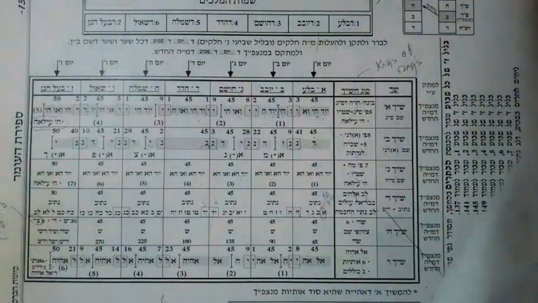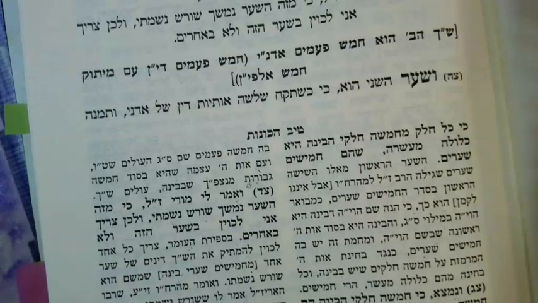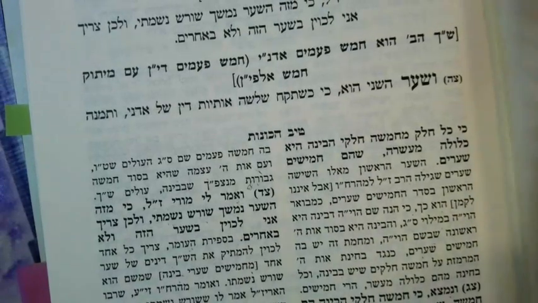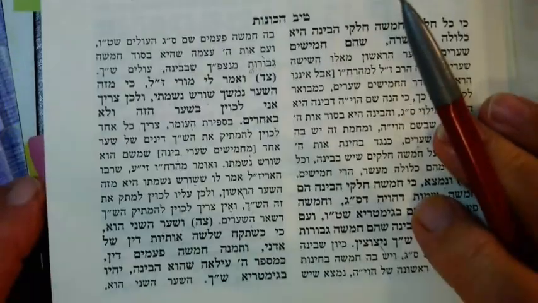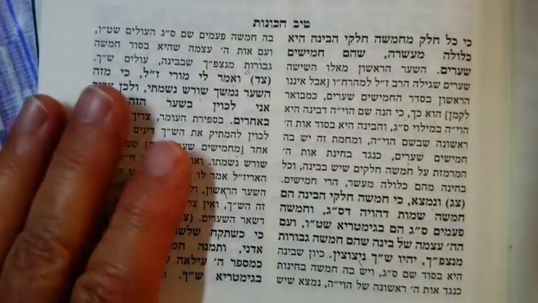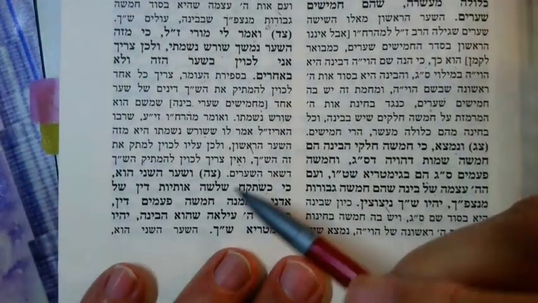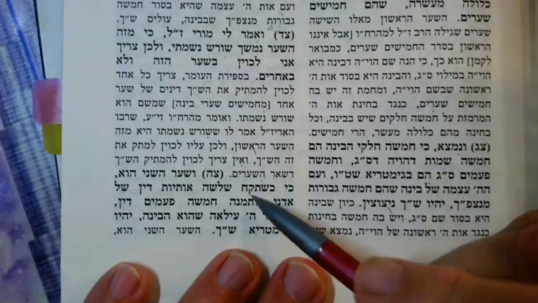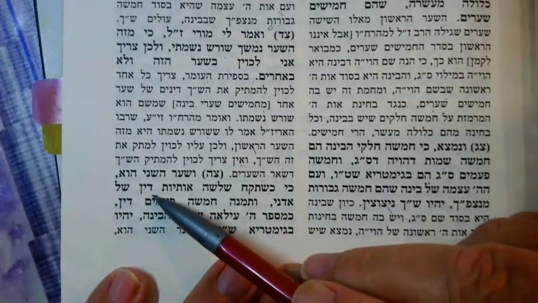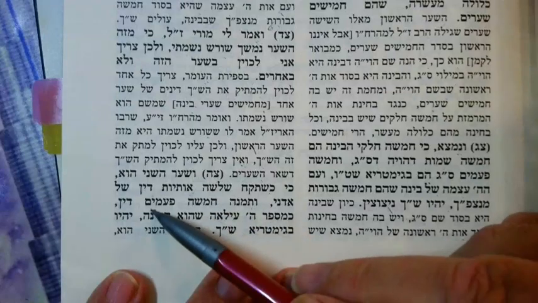Let's go back to the next one. I hope you don't mind this, but I felt that for myself at least, it's good to get this idea out. So I think we went on number Tzadi Hey. So number Tzadi Hey, let me just find this here. Okay, number Tzadi Hey says, V'shar hasheni hu ki kashatikach shlosha osios din shel adni v'timnach amisha pamim din.